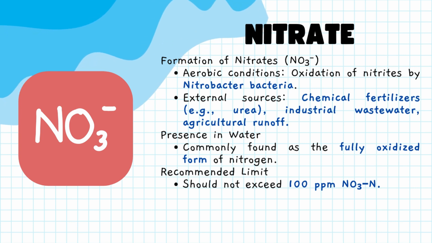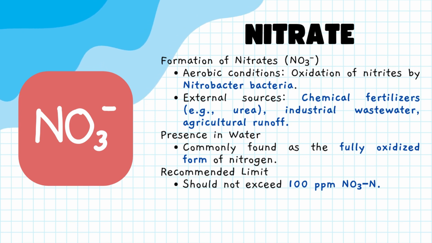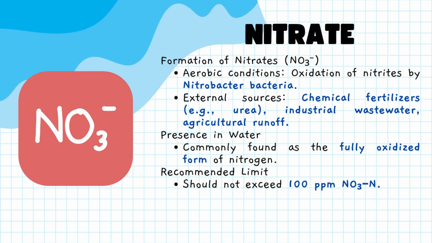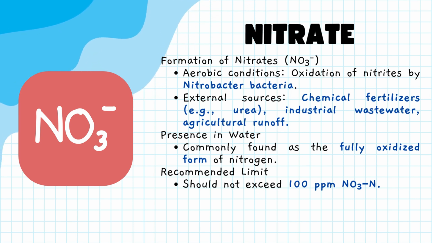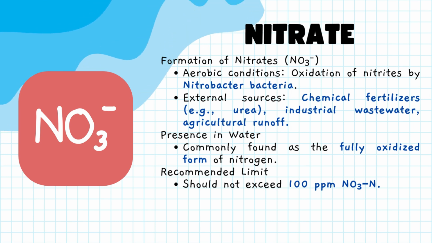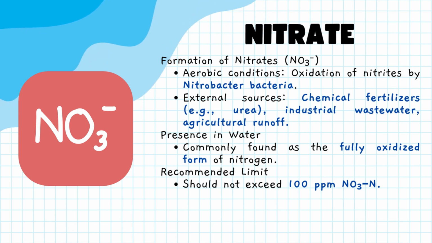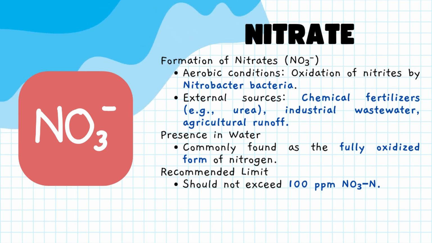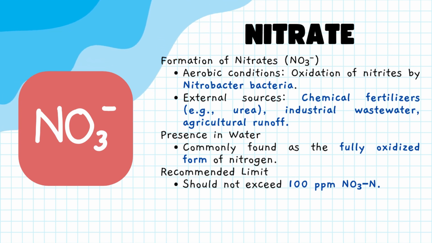The presence of nitrates in water is commonly found as the fully oxidized form of nitrogen, as I have said earlier, and the recommended limit should not exceed 100 parts per million of NO3-N. So how do we control nitrates? We have to conduct partial water changes to remove the excess nitrates. We also have to use live plants or biofilters to absorb nitrates. We have to avoid excessive fertilizer runoff from nearby agricultural areas.